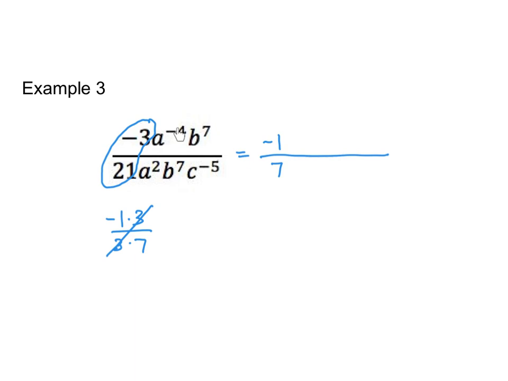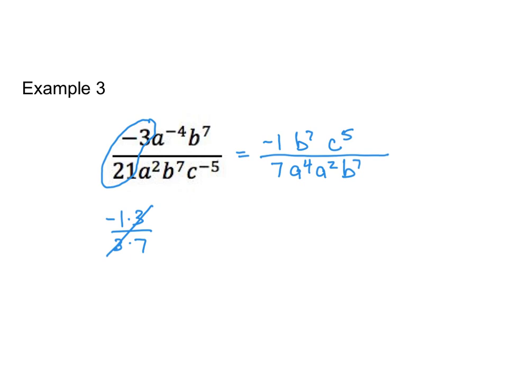Now let's go ahead and look at everything else. So is A to the negative 4 happy? Nope. We're going to put them on the bottom. Is B to the 7 happy? Yep. We're going to leave it on the top. Is A to the 2nd happy? Yes. It stays on the bottom. Is B to the 7th happy? Yeah, it stays on the bottom. Is C to the negative 5 happy? No, it's going to come to the top.